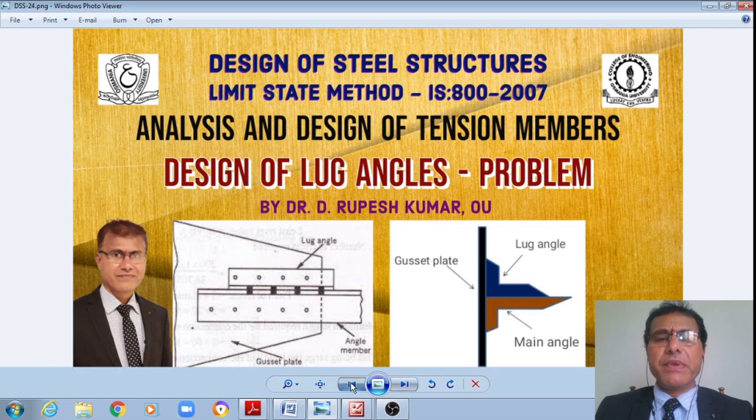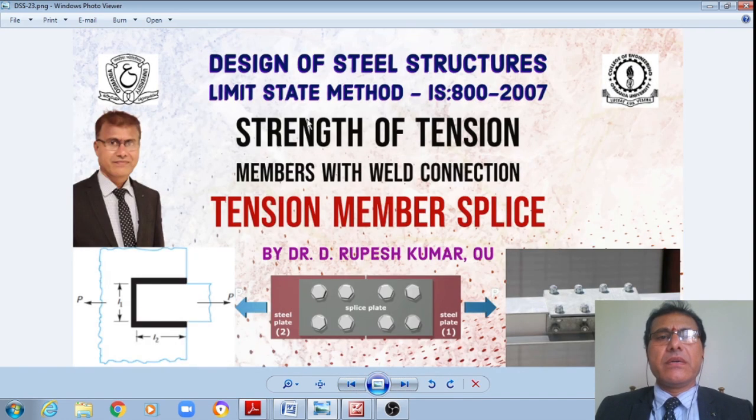In the previous class, we have seen in the design of tension members, the strength of tension members with welding connection like this, one problem, as well as the tension member splice design like this, second problem.